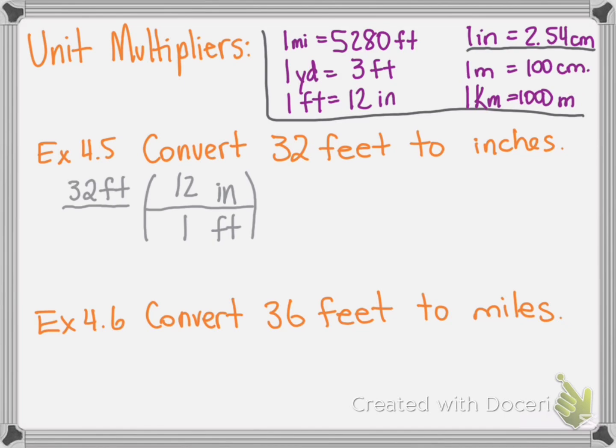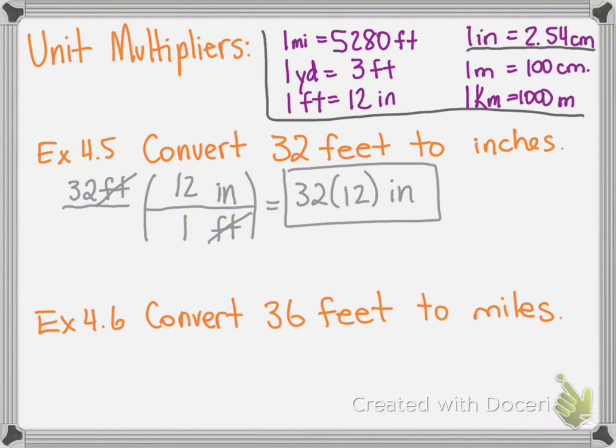Why do I do that? Because these feet units are going to cancel with these feet units. And then we just multiply because they're both on the top, 32 times 12 inches. Now in this level, we don't use calculators, so you don't have to multiply that. You can if you want, but for me, you can leave it like that. Let's look at the next example.